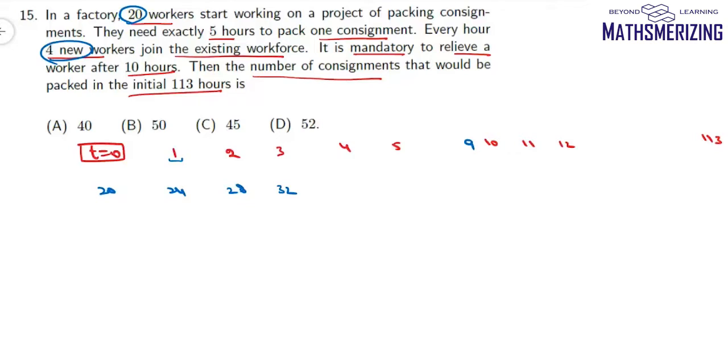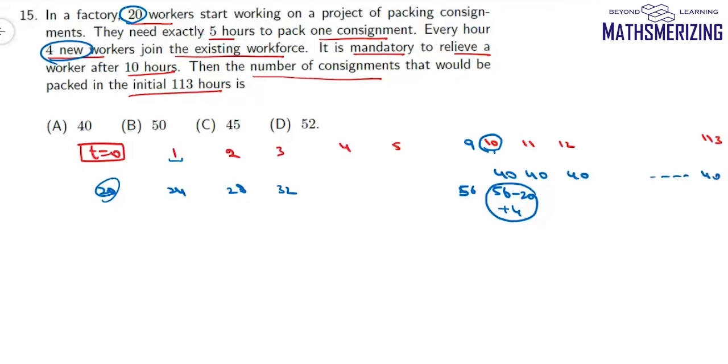And here it will be 36 plus 20, so it will be simply 56. Now at the 10th hour, all these 20 workers will retire, because it is mandatory to relieve a worker after 10 hours. So all these 20 will be relieved, and then we'll add 4 more. So in that case, we'll have this 40. And after that, after every hour, we'll add 4 and we'll subtract 4. So from 10 onwards, it'll be simply 40 workers working.